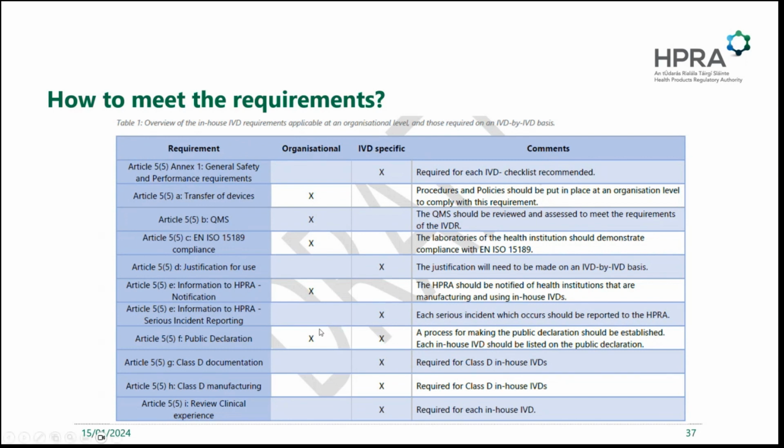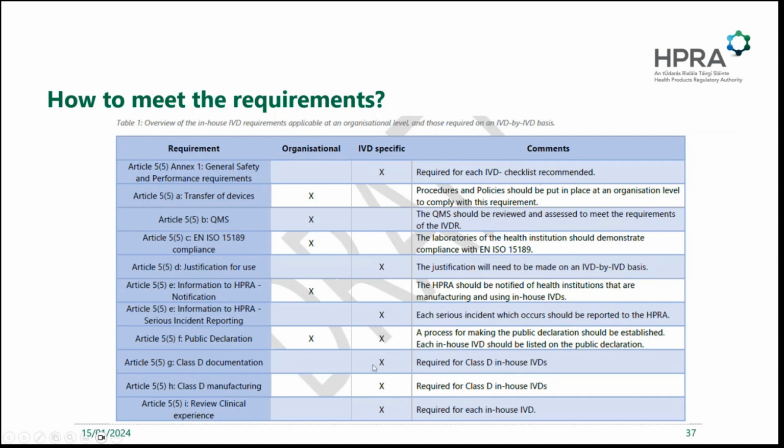The public declaration kind of bridges a little bit of both of these categories. So in the first instance, you need to consider how best to make this public declaration, what process you can use to have a public declaration on your website and have a procedure for updating it. But then if you do create a new in-house IVD or remove one from the list, then you may have to make updates to this. So it kind of covers both of these streams.